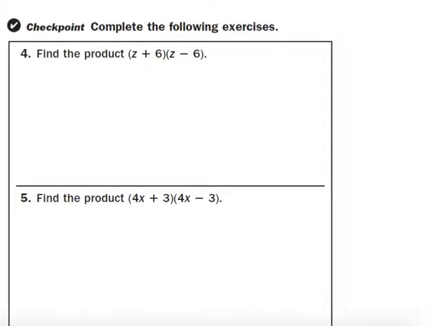And in this one, let's say we do the second one on here, 4x plus 3 times 4x minus 3. This is a difference of squares, so we get 16x squared minus 9. That's it. That's all I have to do.